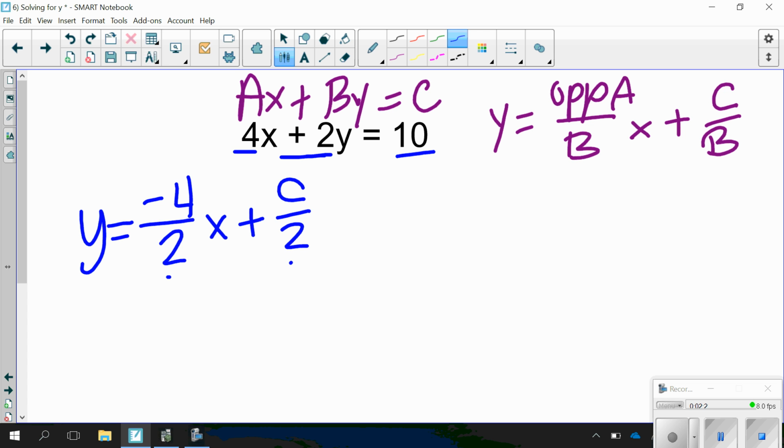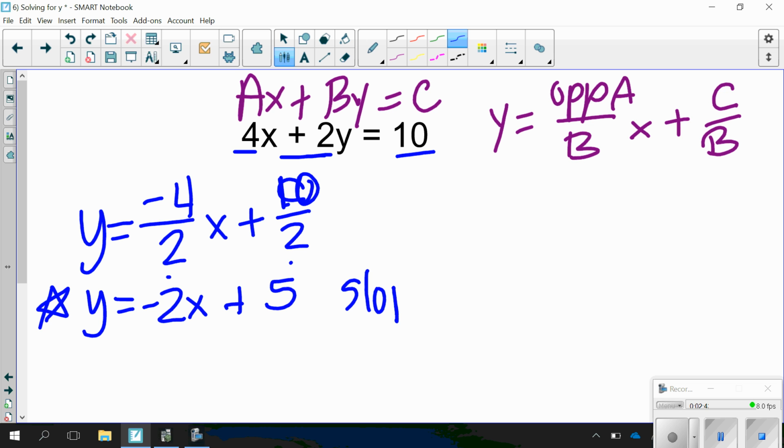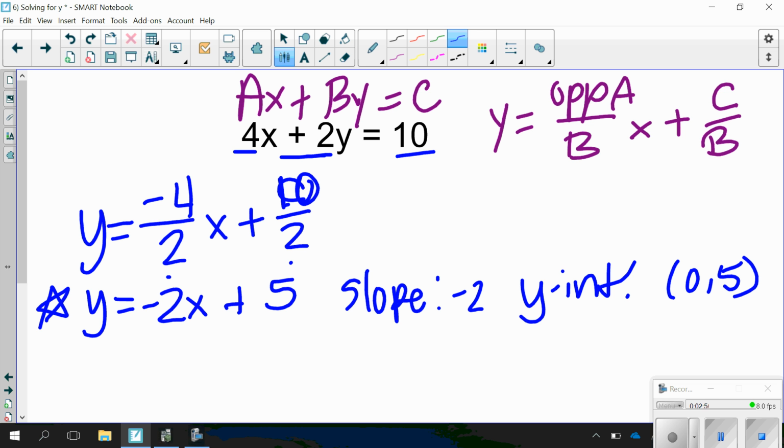Now why did I put a c? It should be a 10. I apologize for that. Now I'm pretty comfortable simplifying fractions, so I know that this simplifies down into negative 2x plus 5. I now have switched it into y equals form. So I can easily tell that my slope is negative 2 and my y-intercept is 5.